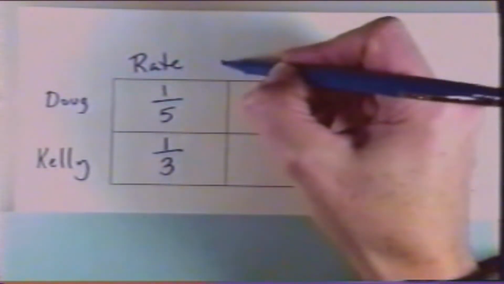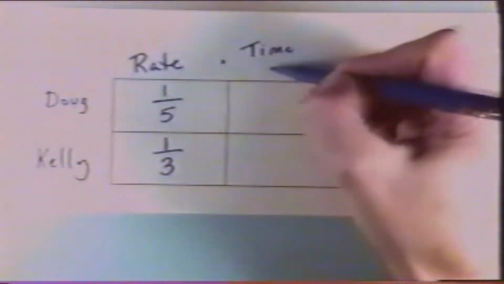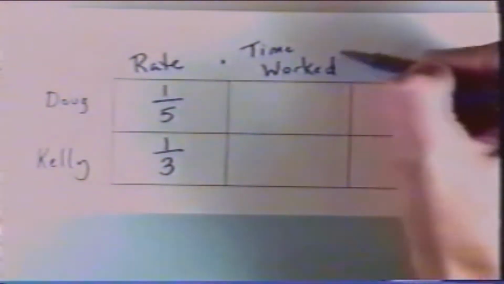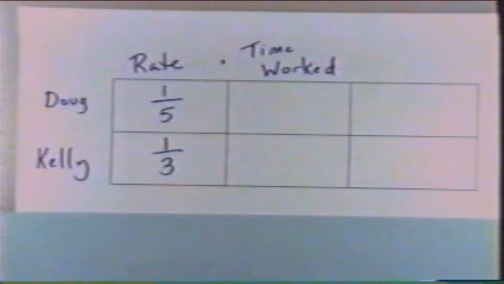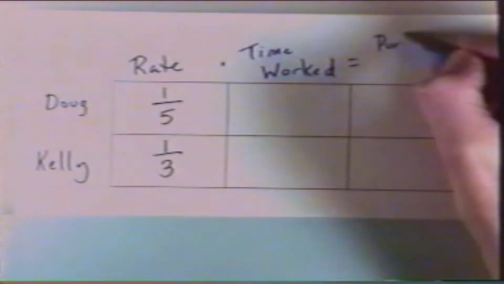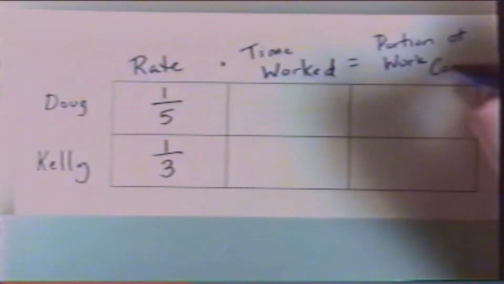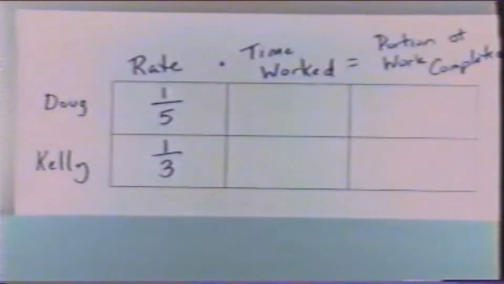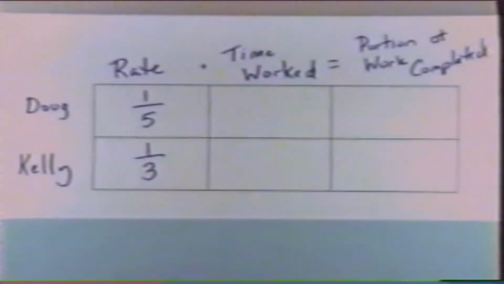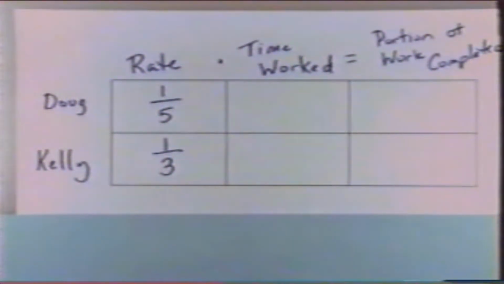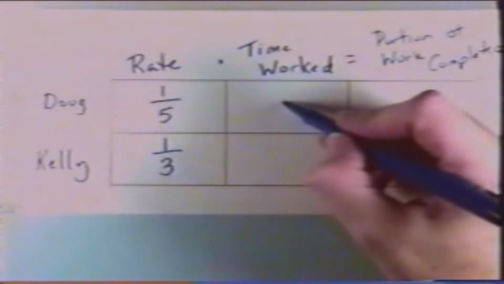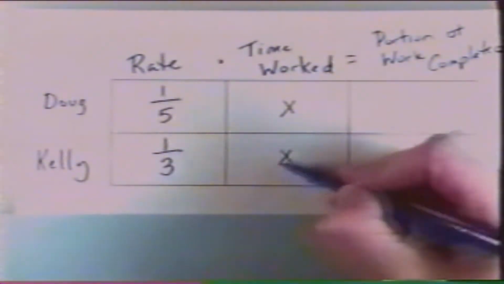Now the next column is going to be for time worked. Recall the rate times the time worked equals the portion of the work which is completed. Now, we were asked to determine how long it takes if Doug and Kelly work together. So that means we don't know how long they're working, but they're working together. So that means they're working the same amount of time. So I'll put X for Doug and X for Kelly since they're working together.